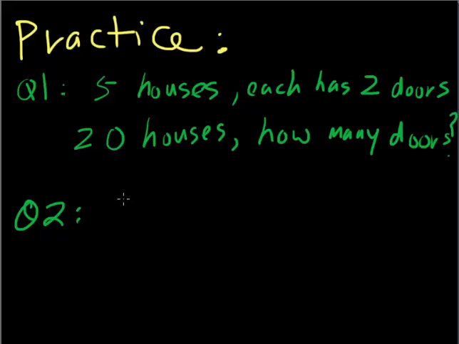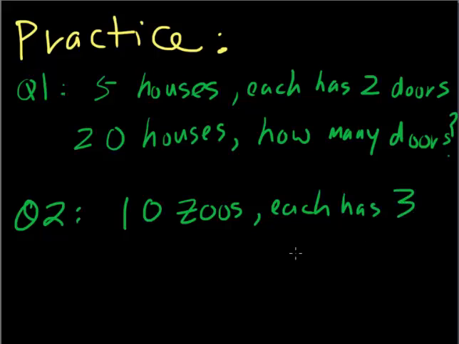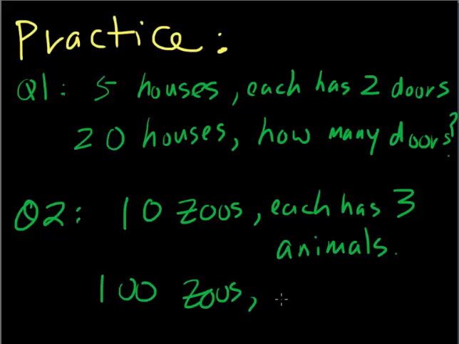Question number 2. Okay, there are 10 zoos. Each has 3 animals. It's a small zoo. There are 100 zoos. How many animals?